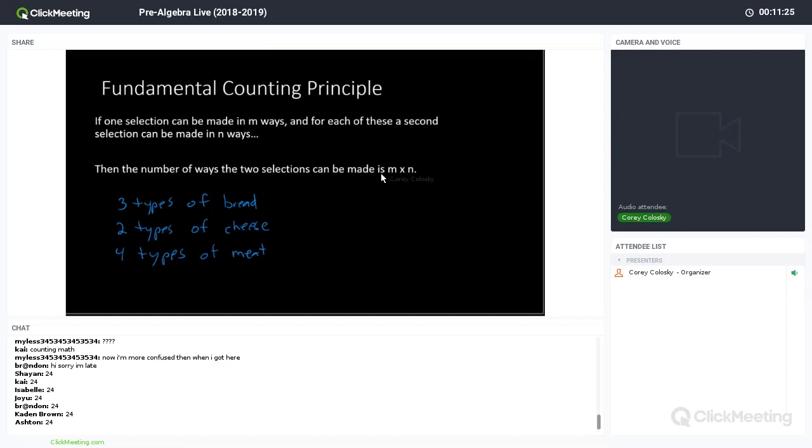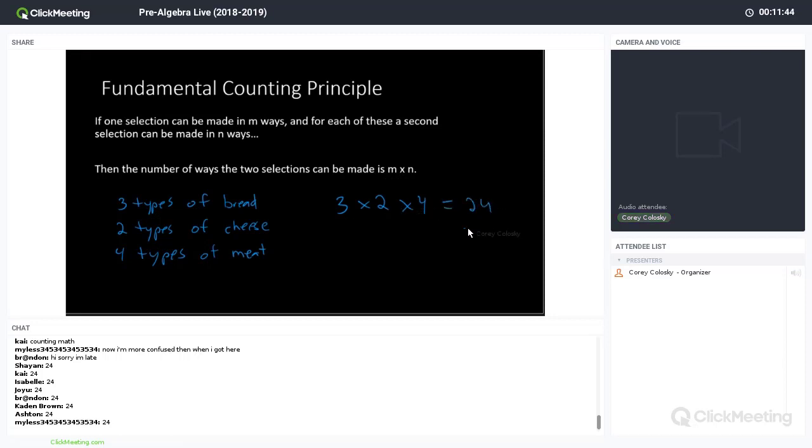Very good. Because we have 3 options for the types of bread, and for each type of bread we have 2 options for the types of cheese, and for each of those options we have 4 types of meat. So the fundamental counting principle says we just multiply these different options together to get your total number of options, to get 24. So we have 24 different options.